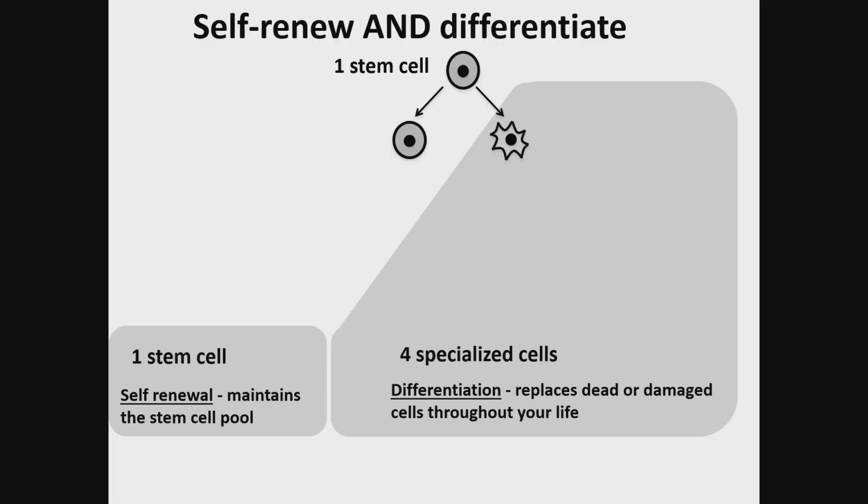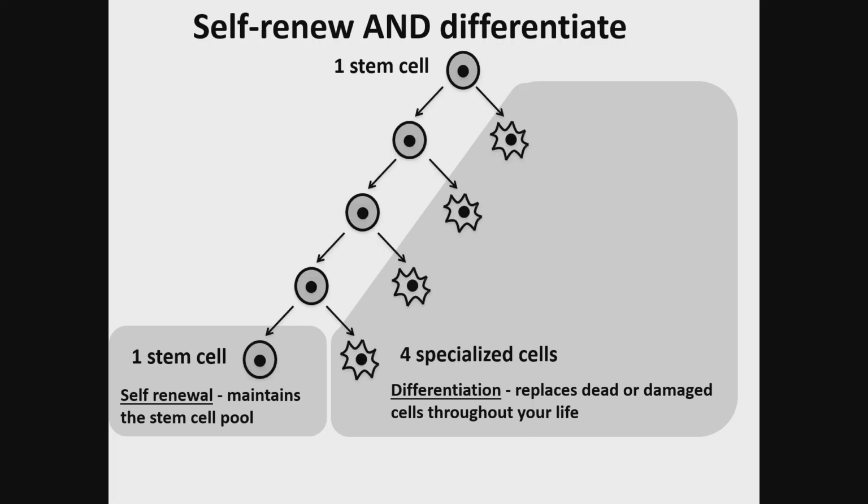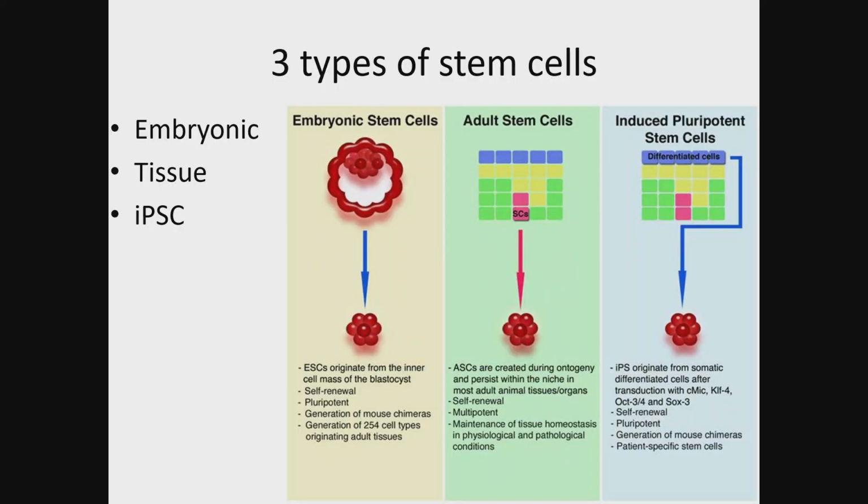So if we have a stem cell that differentiates into a specialized cell but renews itself, from these divisions we can get 4 specialized cells and still remain with one stem cell. In this way we don't deplete our pool of stem cells over time. In some cases we get all specialized cells and then we lose our self-renewal capacity.